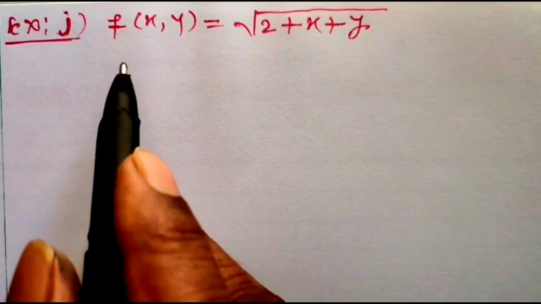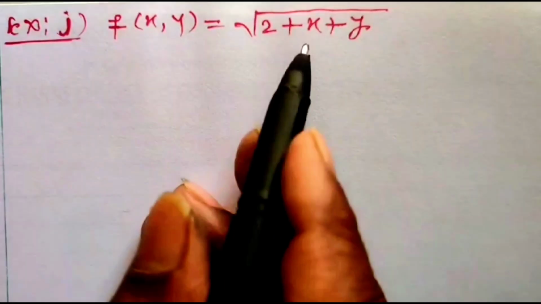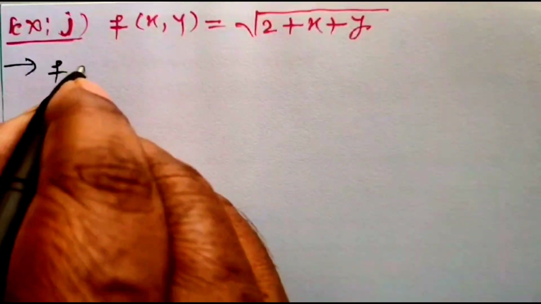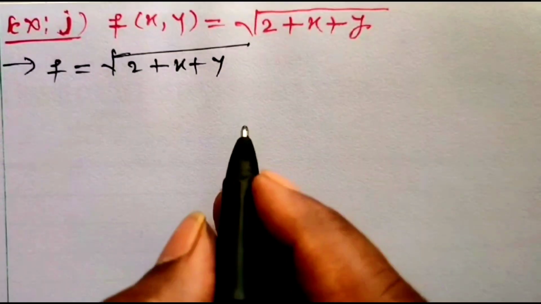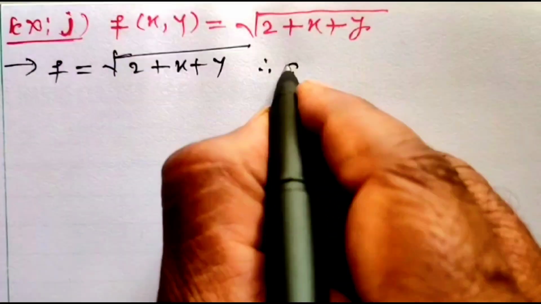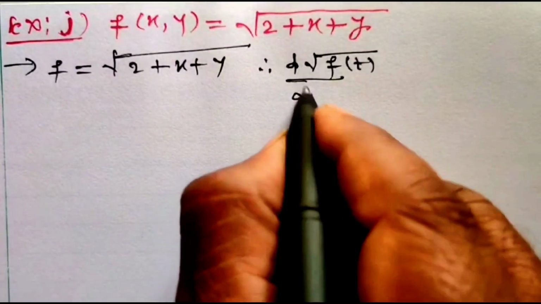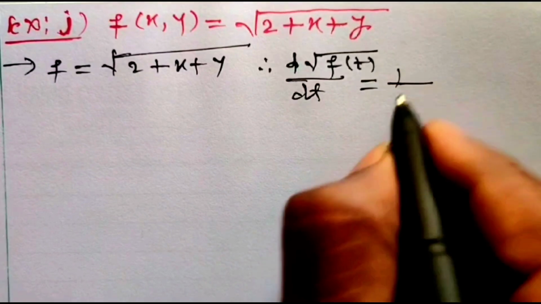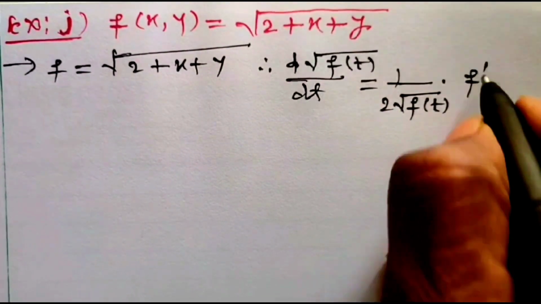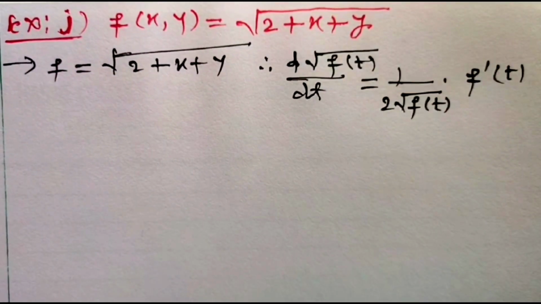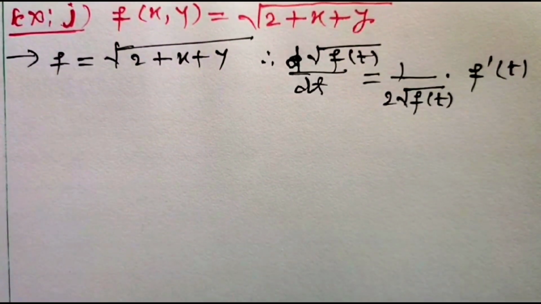Let us solve the next sum. f of x comma y is equal to square root of 2 plus x plus y. Let f is equal to square root of 2 plus x plus y. Similar to the previous sum, here also derivative of square root of f of t with respect to t is equal to 1 upon 2 root f of t into derivative of f of t with respect to t, that is f dash t. Okay, so applying this formula, first partially differentiate f with respect to x.